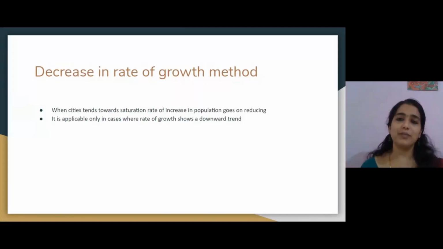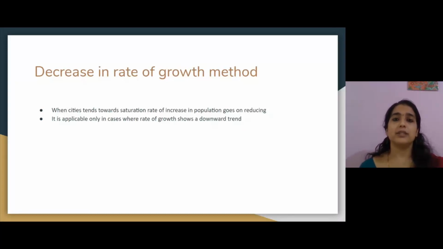Welcome to Environmental Engineering 1, Module 1, Part 8. We are considering population forecasting. Three methods we already learned: arithmetical increase method, geometrical increase method, and incremental increase method. The fourth method is the decreasing rate of growth method.